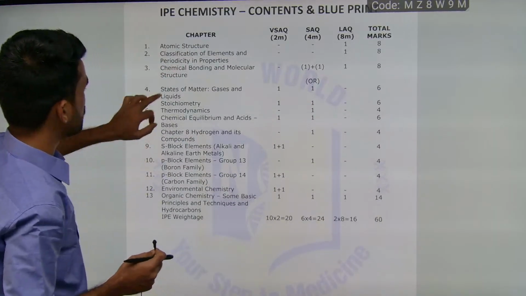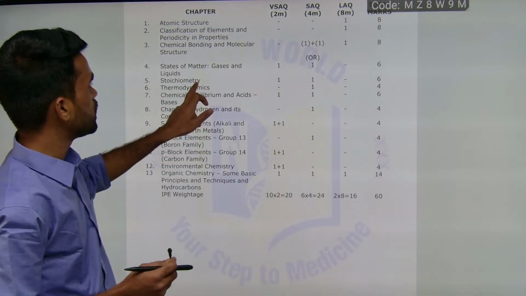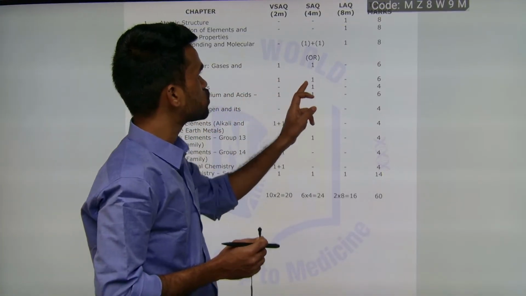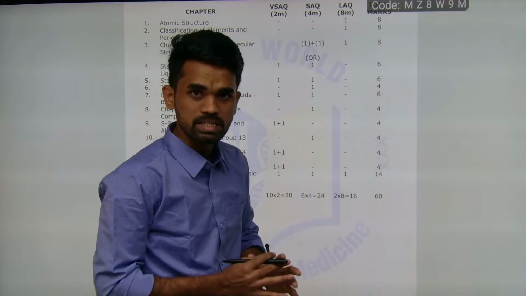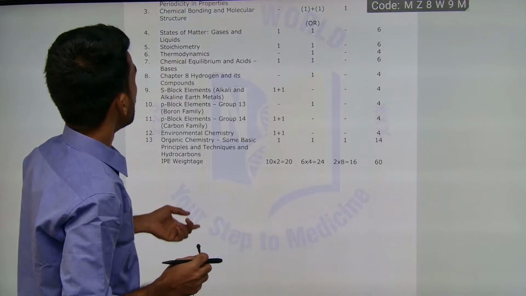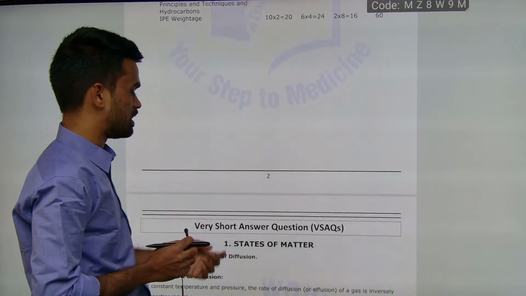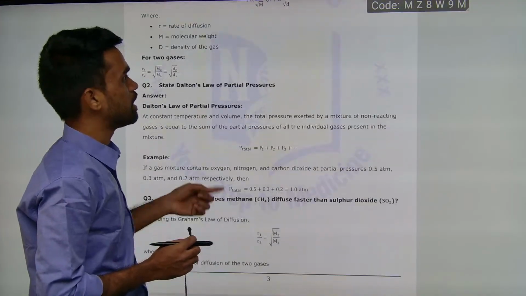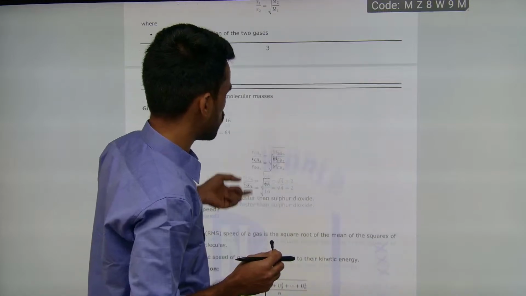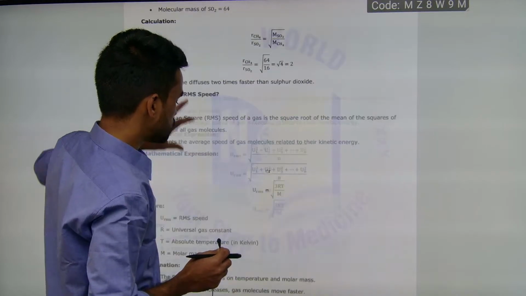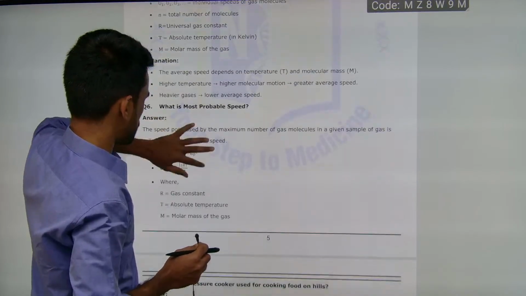Now we will be discussing stoichiometry. From here you can expect one 2 marks question and one 4 marks question in the final exam. I have already explained most of the 4 marks VSAQ questions from all other topics. So let us see this very short answer type question from stoichiometry first.